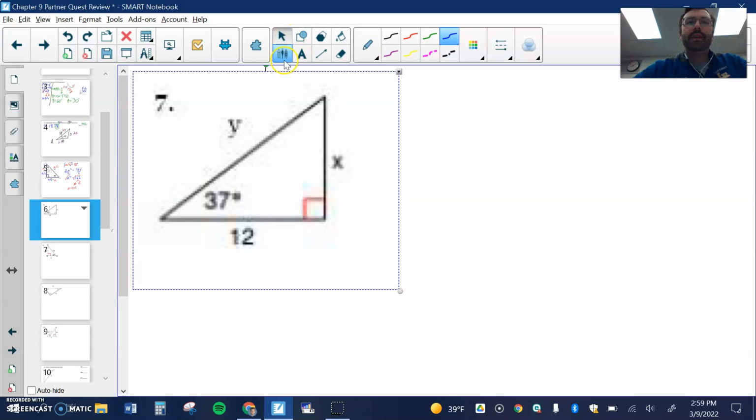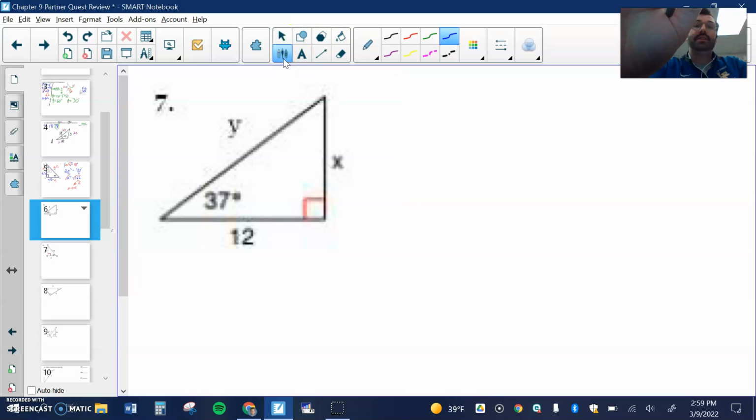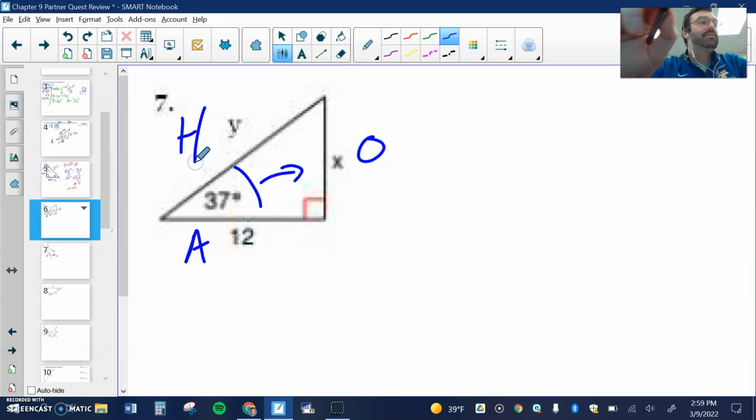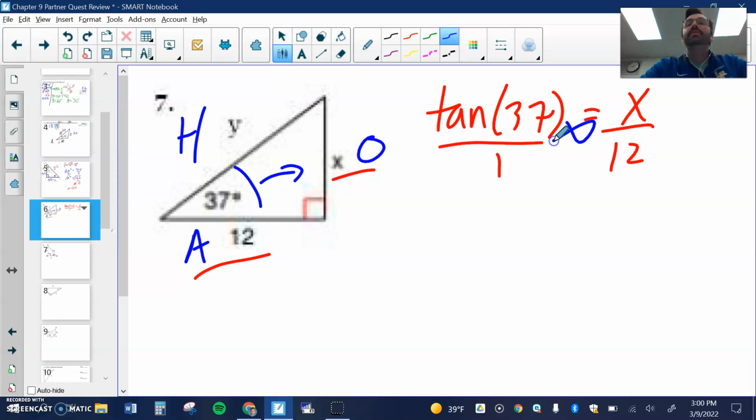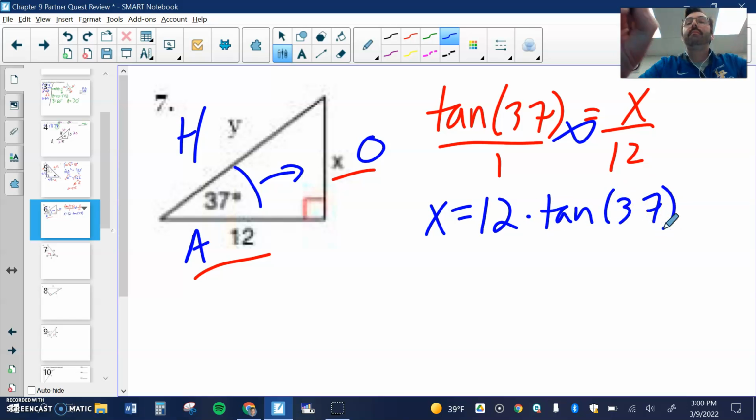Here we go. 37 is not a special right triangle. Opposite, adjacent, hypotenuse, I have to use trig. I want to find x first, O and A. Tangent of 37 equals x over 12. Put this over 1. Cross multiply. X equals 12 times the tangent of 37. X is what I get, 9.04.